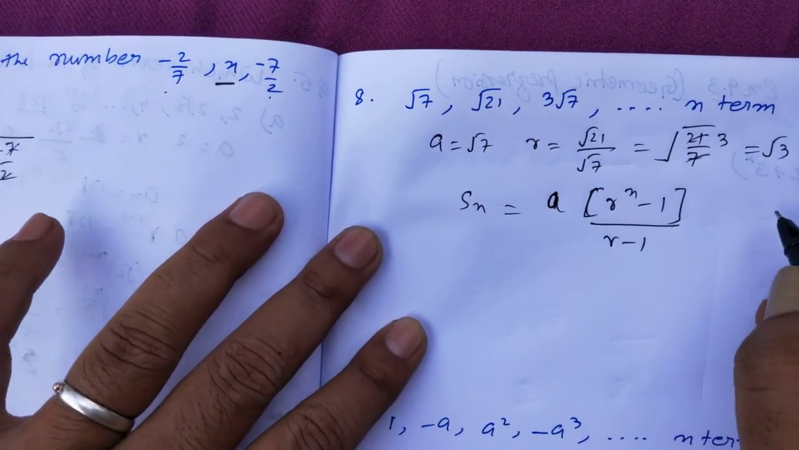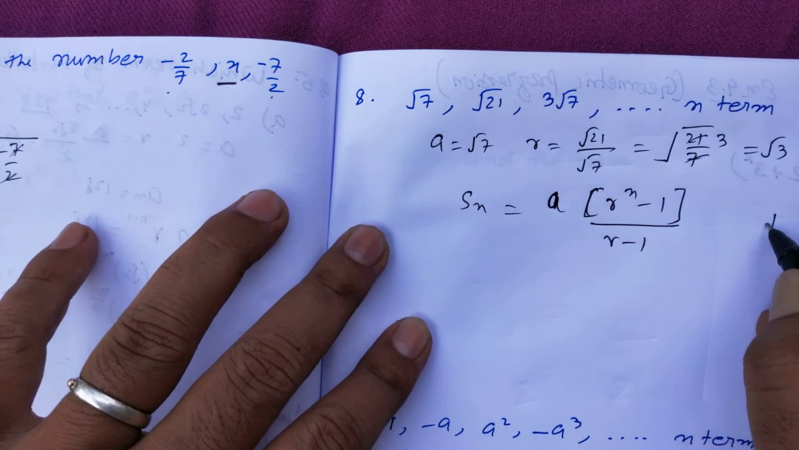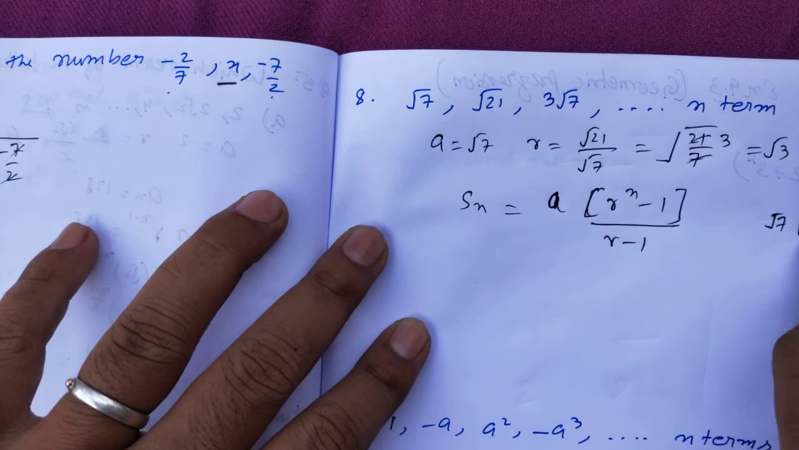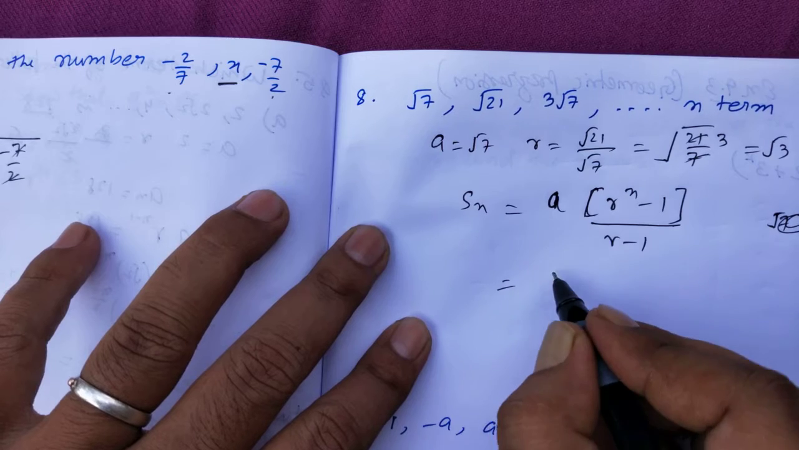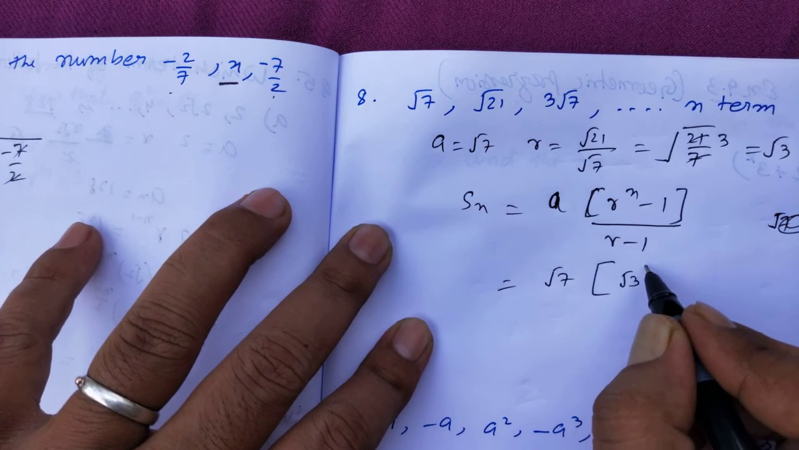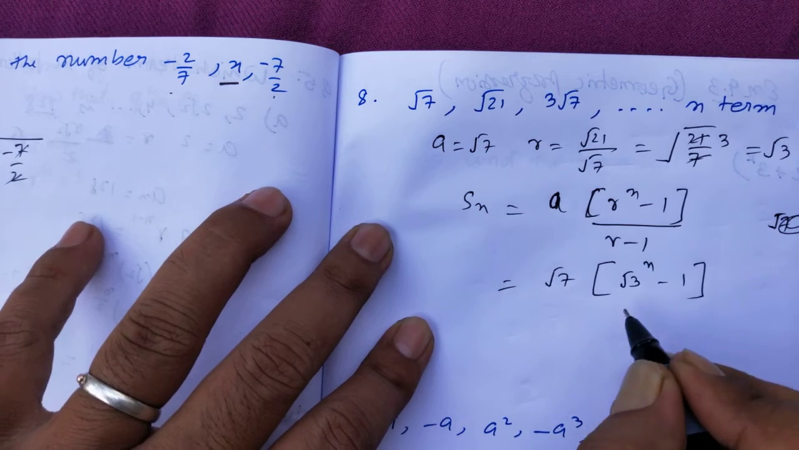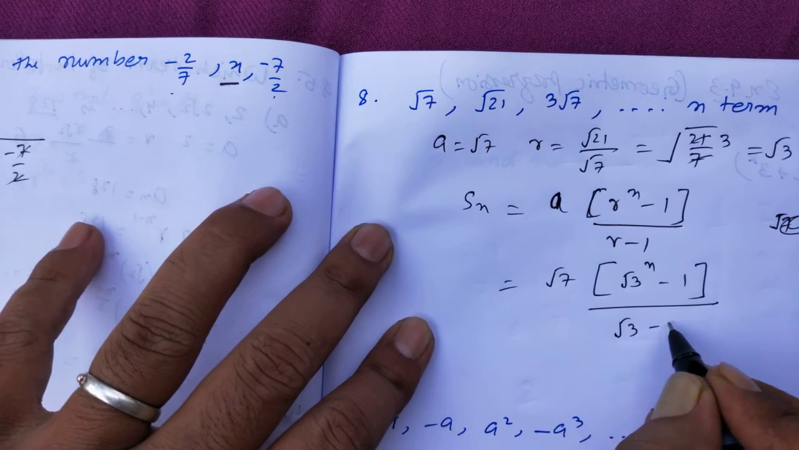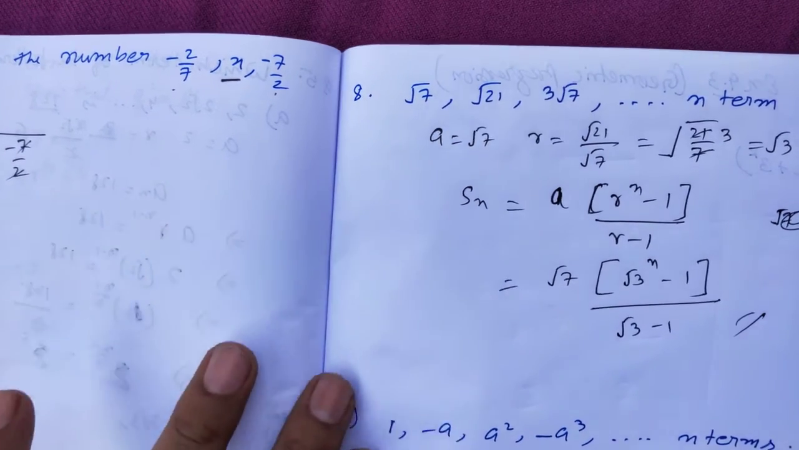Answer must be root 7. We cannot do anything, just put the value. Just put the value. Root 7, R is root 3 whole n minus 1 by root 3 minus 1. This is the answer. We cannot solve it also.